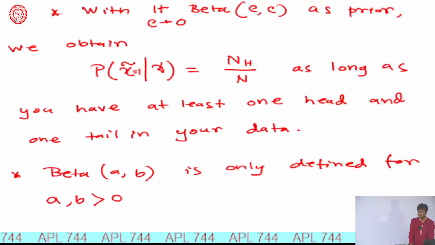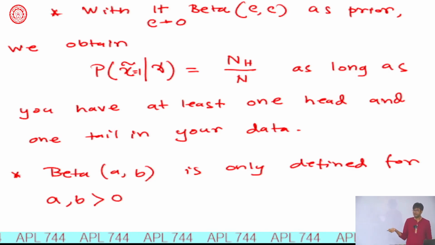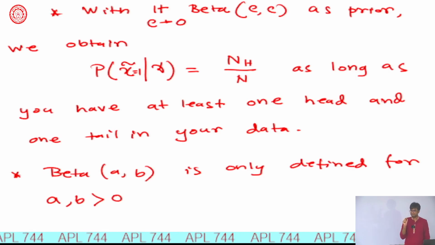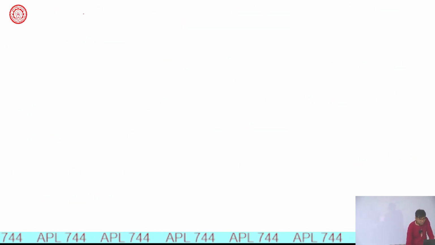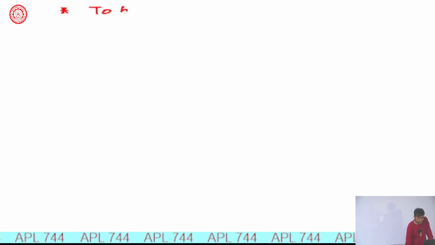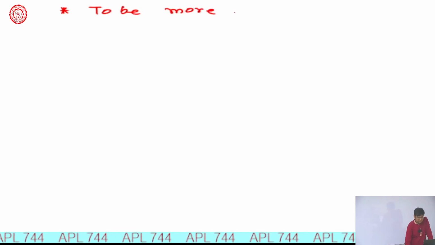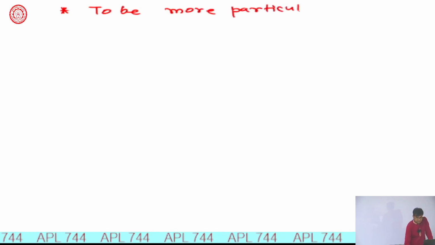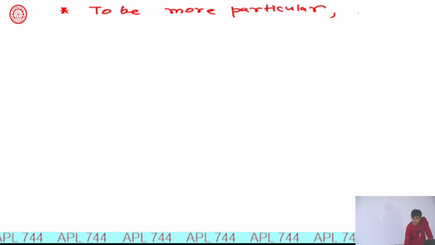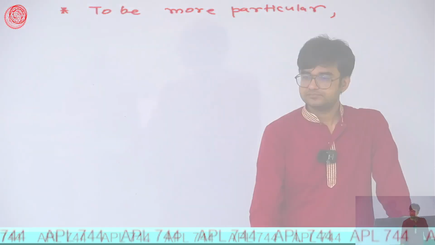And why is it not defined? This distribution, actually, is defined, but we call it an improper distribution. To be more particular, sir, when we took Beta(1, 1) earlier, the posterior distribution was coming to be NH plus A minus 1. So, if we put A equal to 1 there, the posterior distribution will be the same as earlier, like there is no influence of the prior distribution.